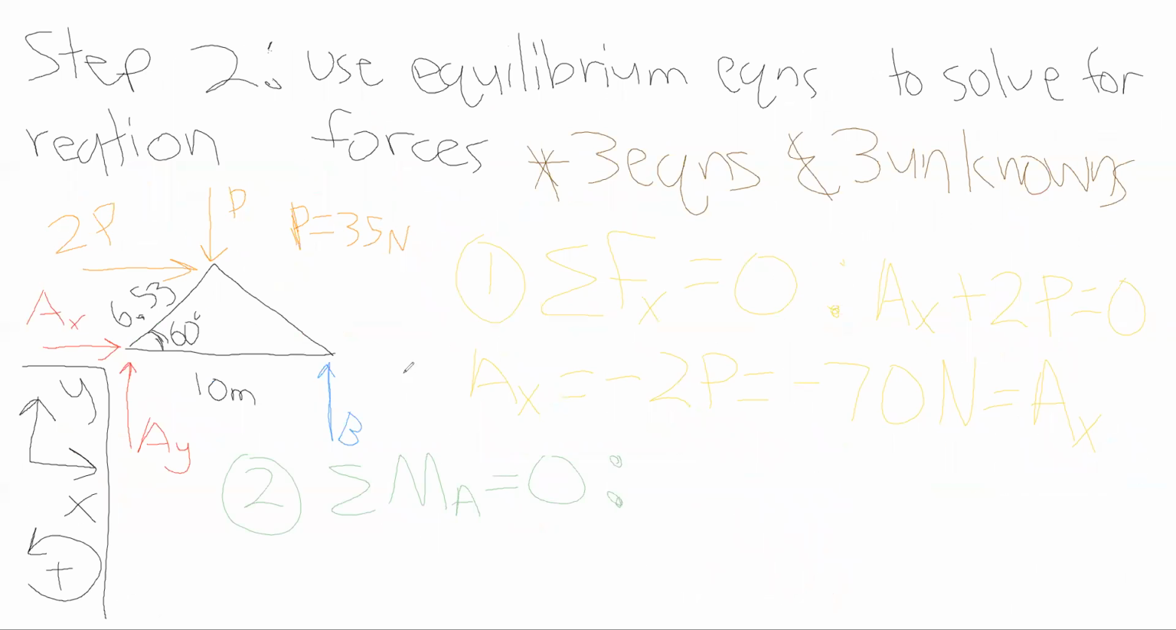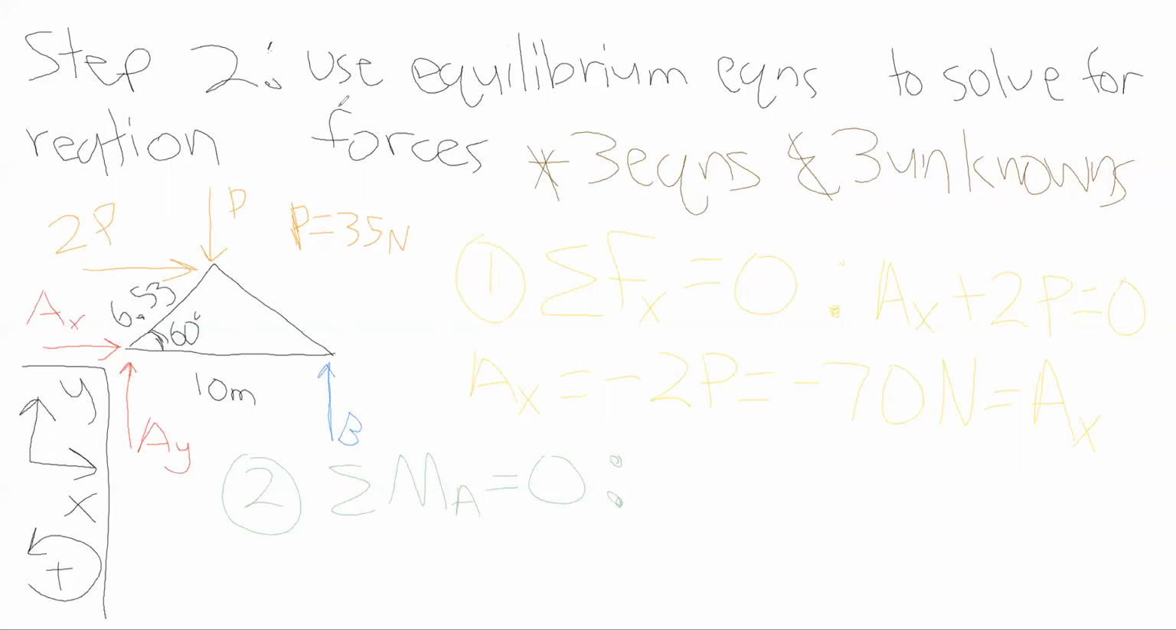So here I just drew a free body diagram of the situation as well as some of the geometric constraints that we solved for. I defined our positive x-axis as to the right, our positive y-axis as up, and a positive moment, we'll talk about that in a sec, is counterclockwise. So step 2 is use the equilibrium equations to solve for reaction forces.